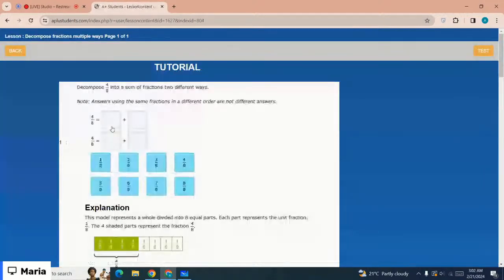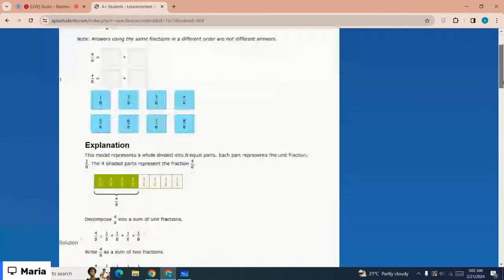Okay, the first one is decompose 4 over 8 into a sum of fractions two different ways. So decompose means you have to divide 4 by 8 into two fractions, right? When you add them, they make 4 by 8. Two different ways you have to decompose, right? So that's how you decompose.